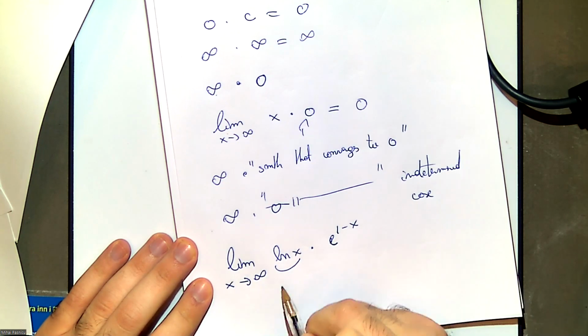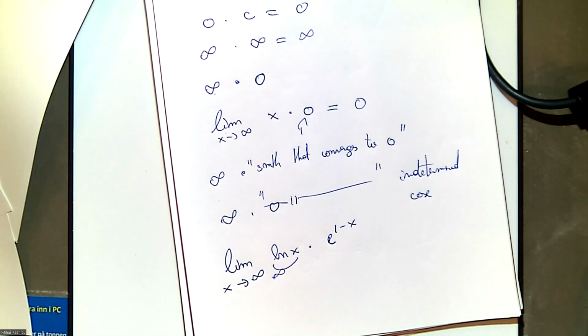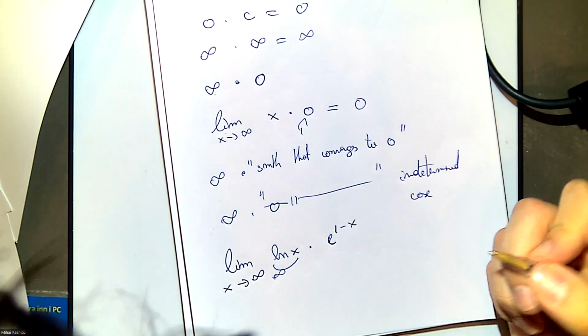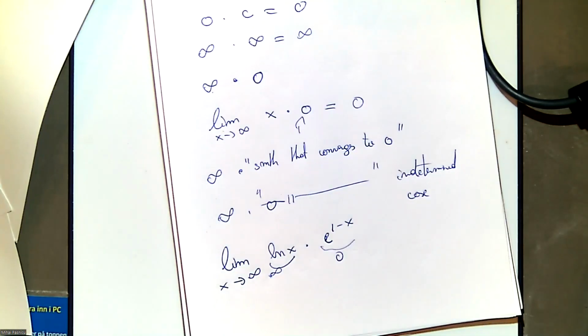ln of infinity becomes infinity. e to the minus infinity just goes to 0. So I have an infinity times 0 case, which is kind of bad. I don't know what to do with it. I'm telling you again, the only method you know to deal with indeterminate cases is L'Hopital. So what is your logic right now? My logic is, let's make this thing into a L'Hopital form. That should be going through your head.